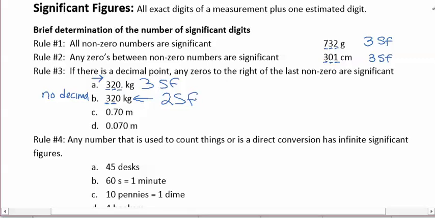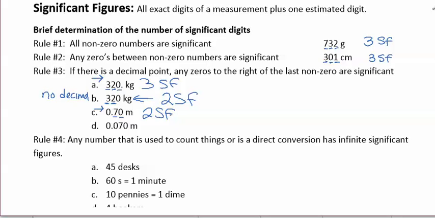Okay. Next one, we have 0.70 meters. Notice I have this 0 here for communication. There's a decimal point. I'm going to start on the left and work my way to the right. So I have the 0.7. That 7 is significant, and the 0 is significant. So this has 2 significant figures. So I have to have a non-zero number to start counting sig figs. I can't just count all the numbers and that's my answer.